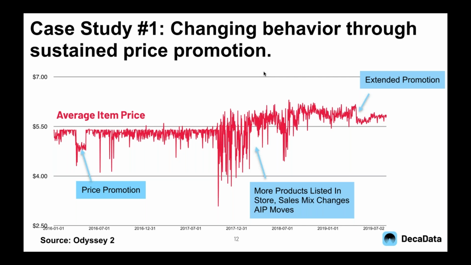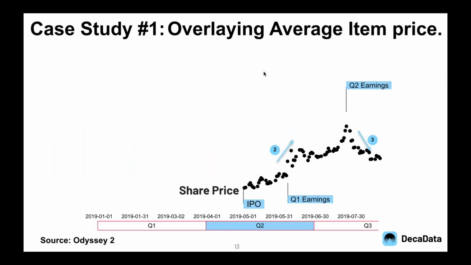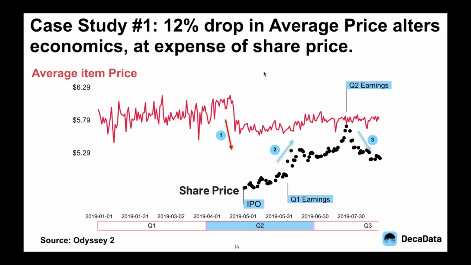And then at the end, we have what I would call an extended promotion. In this extended promotion, we see that the average item price drops and remains low for quite a long series of time. When we move into that and zoom in on that, which takes place in 2019, we can start to see if there's a potential overlay. So we've just shown here the share price with Q1 earnings and Q2 earnings labeled, and then we're going to bring on the average item price.